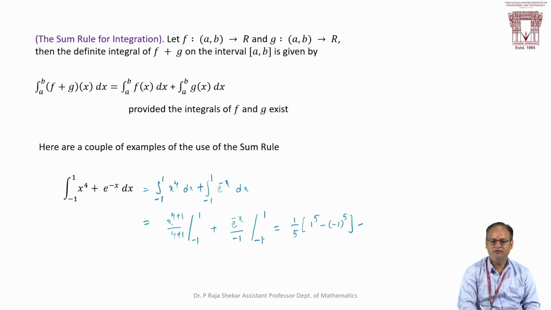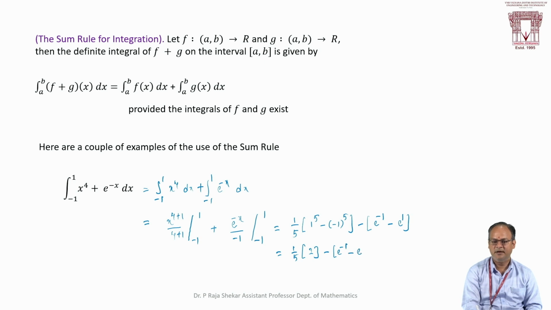Plus we have minus 1 here. So let me take minus common, and e to the power minus x at x equal to 1 is e power minus 1, minus the value at x equal to minus 1, which is e power minus of minus 1, that is e. So this is equal to 1 by 5. What is 1 to the power 5? It is 1. Minus 1 to the power 5 is also minus 1. So 1 minus of minus 1, so 1 plus 1 becomes 2. And here we have as it is minus e power minus 1 minus e.